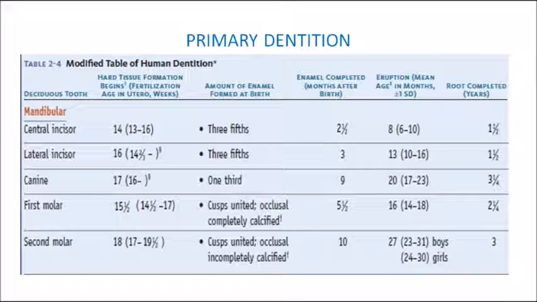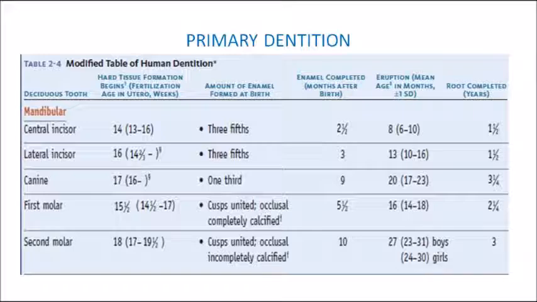Then you have your first molar. So again it is the sequence A, B, D, C, E. The first primary molar erupts at 16 months of age, followed by canine at 20 months of age, and finally your second molars at 27 months of age.